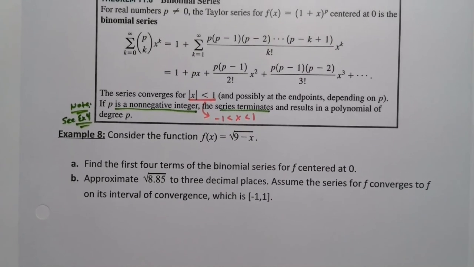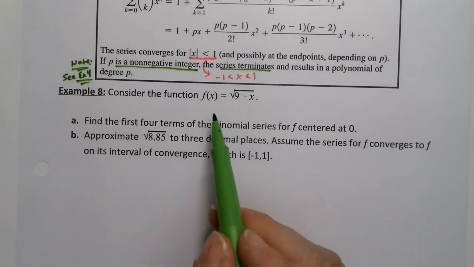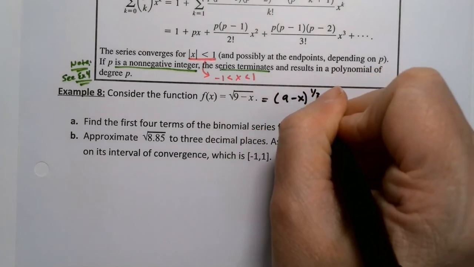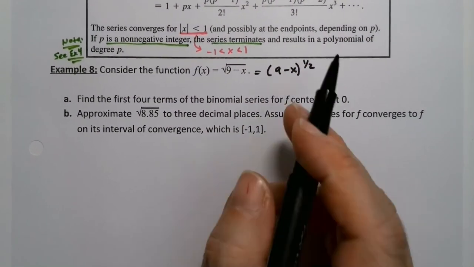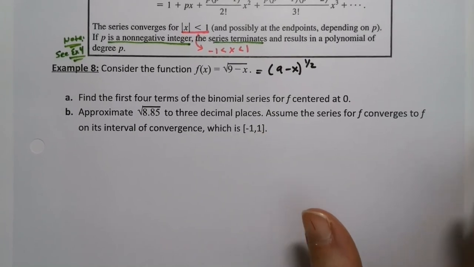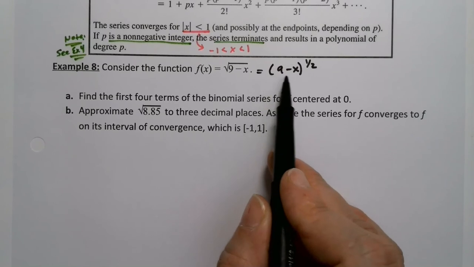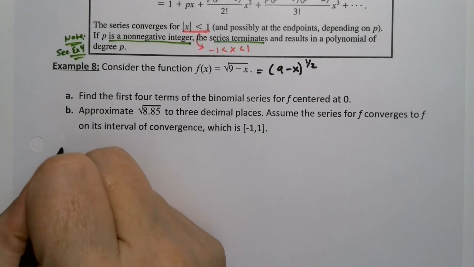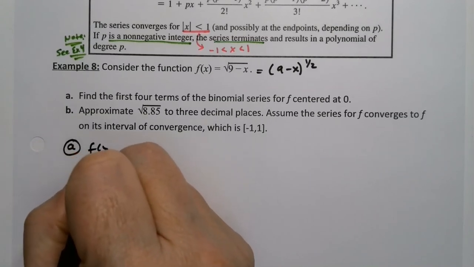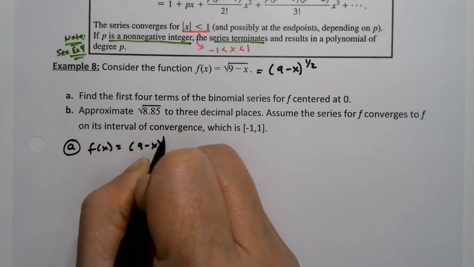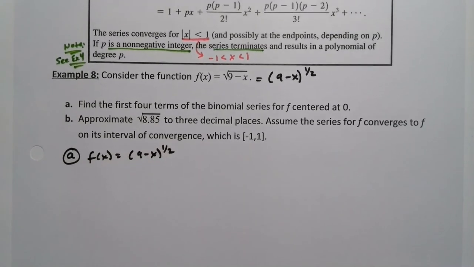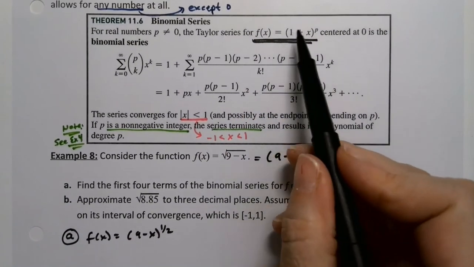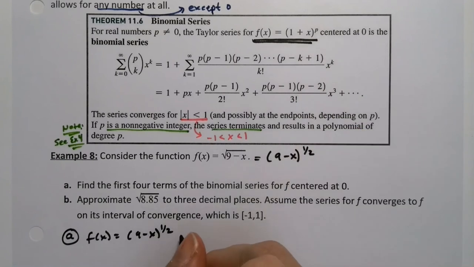Now let's use this lovely theorem and consider the function f of x equals the square root of 9 minus x, which we all know is 9 minus x to the 1/2 power. A power, interesting. Okay, so I want to find the first 4 terms of the binomial series for that function centered at 0. Okay, so I'm going to develop a series for f of x equals 9 minus x to the 1/2. Now this doesn't actually fit into the form. So if you look at the form up here for the theorem, it has to be 1 plus x to a power. So I'm actually going to have to change this a little bit.